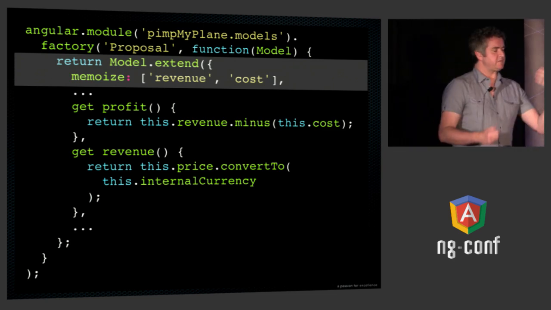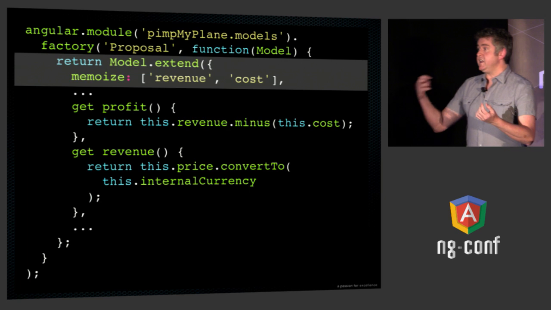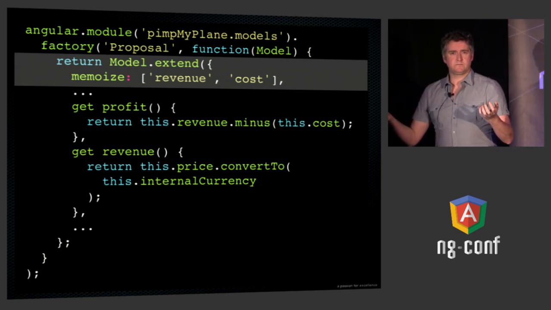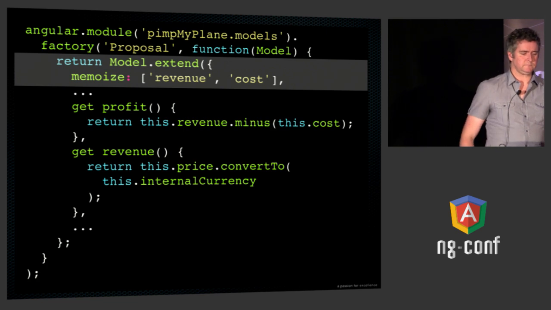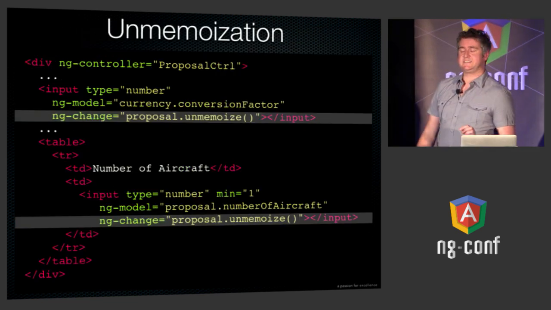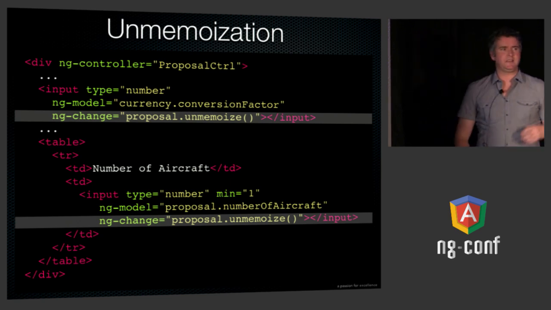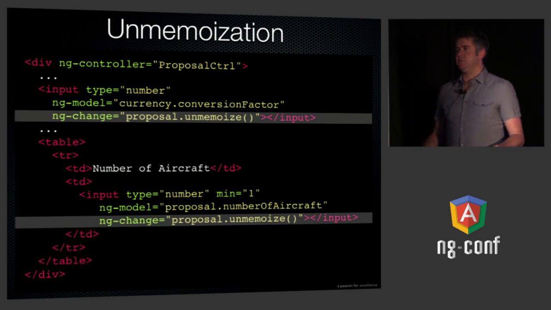So, for example, if I'm displaying revenue and profit, I need revenue to also calculate profit, but there's no point in me calculating revenue twice. That's a really straightforward example. The only issue with memoization is that at some stage you need to unmemoize, okay? Because the user may have made a change that requires the calculations to actually happen all over again.